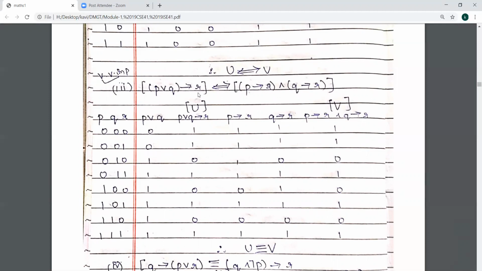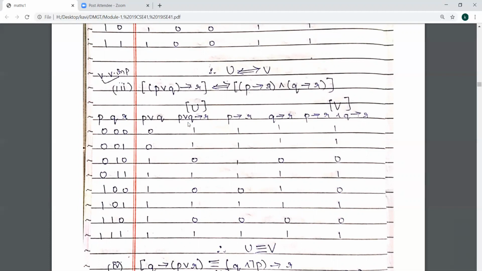What are the terms needed for this? We need to form a table. So P or Q. P is given here, Q is given here. So you need to find P or Q. You know the rule for disjunction: both are 0. P is 0, Q is 0, then P or Q is 0. So in this case here 0, therefore here 0. P is 0, Q is 0, therefore 0. Then all the other cases, it is equal to 1.